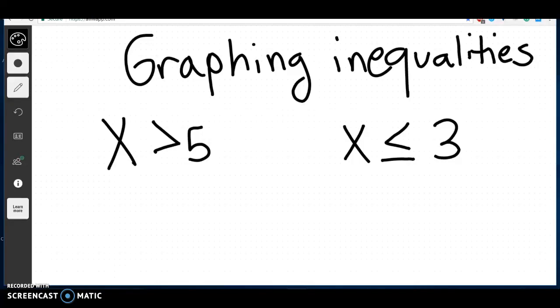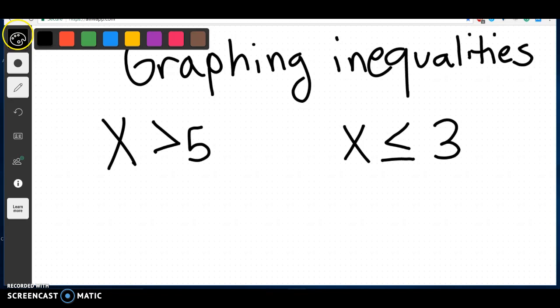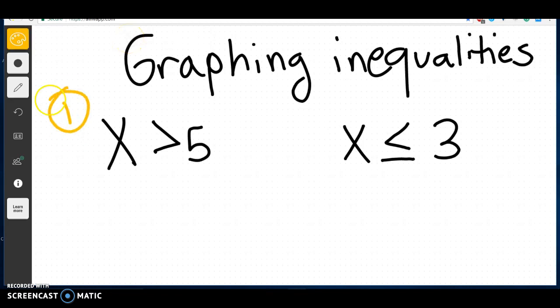Today we're going to talk about graphing inequalities. The first thing we want to start out with is: what is an inequality? I've put two inequalities below, problem 1 and problem 2. Let's see if we can remember what these kinds of things would look like.